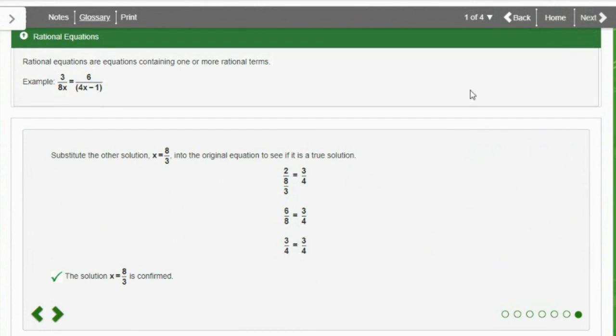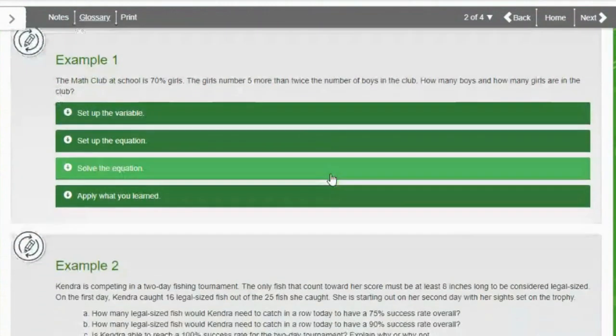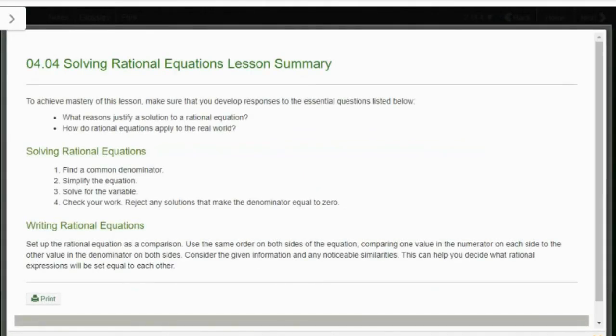All right, I think this is the last page of the lesson. There's only 4 pages total. So here are a couple of word problems, and then the lesson summary is right there. Like I say, that's the end of the lesson. Find the common denominator, simplify it, solve for the variable, and then check to see if you have to throw any of those out, because you have to reject anything that would make the denominator equal to 0.